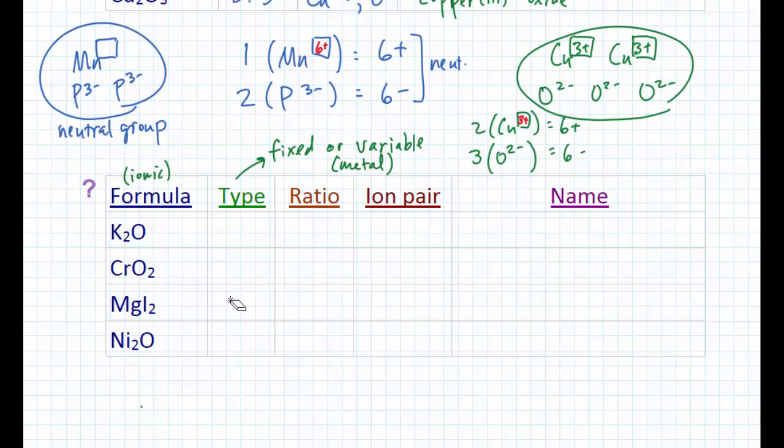Remember, start with the known charge. Start with the known charge of the minus one. Ask yourself how many of those I have and what the plus has to be to balance that out.